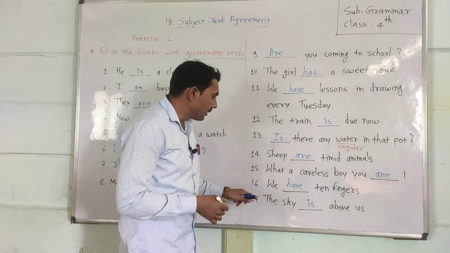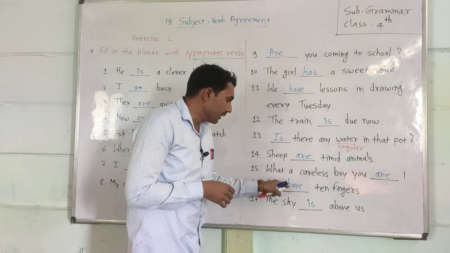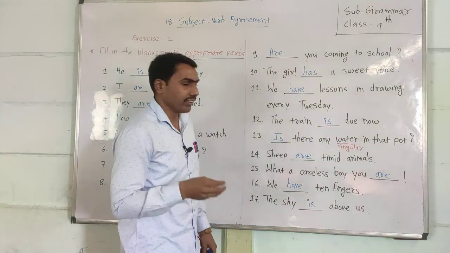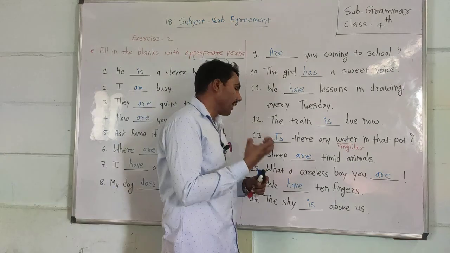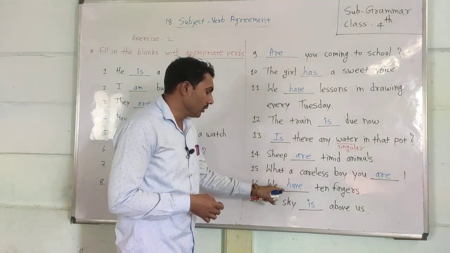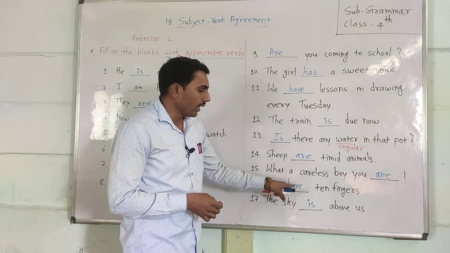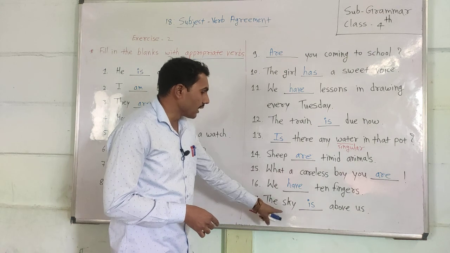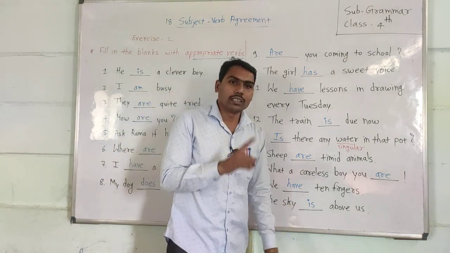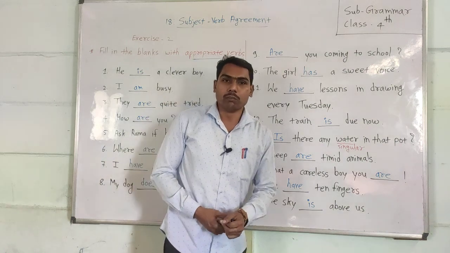Now the next, we have 10 fingers. We have 10 fingers. आपल्याकडे किती fingers आहे? 10 fingers. Now, it shows a state of being. So here we use the verb as per the subject. Now the next, the sky is above us. The sky is singular, so we use here a singular verb.